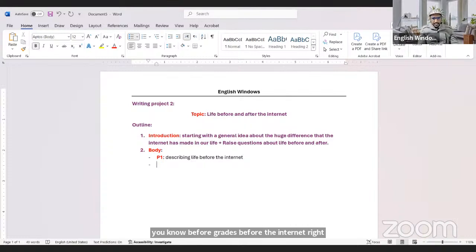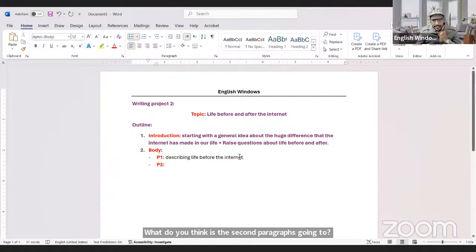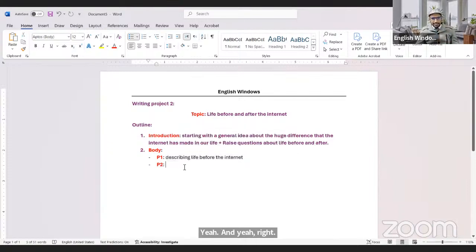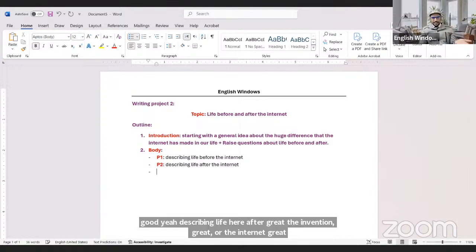And the second paragraph, what do you think the second paragraph is going to be? Describing life after the internet and its impacts on our life. Very good. Describing life here after the invention of the internet. Okay, so that's the body.